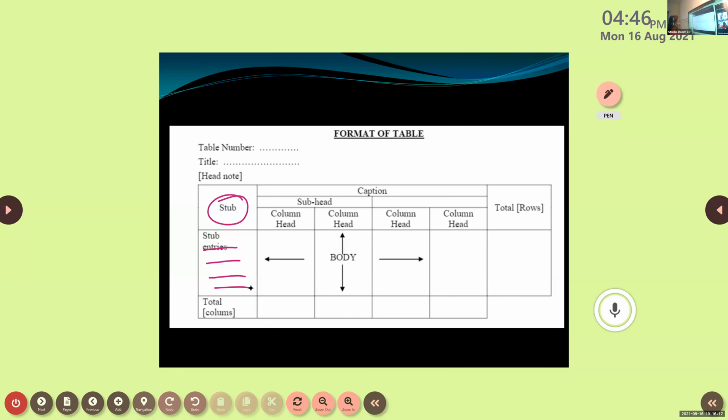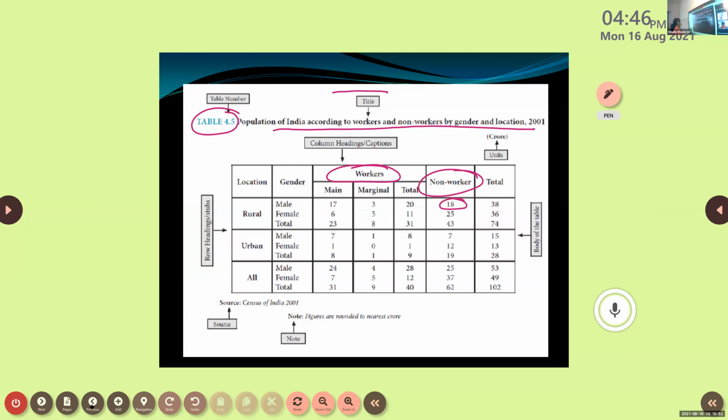Here, the caption is given. The column head is given. These are all column headings, and there the figures will be given. So we can easily understand that this column heading means this many numbers in this particular category. So stub means what now? It is the row heading. Here we will be entering the stub entries, like in the previous one you saw.